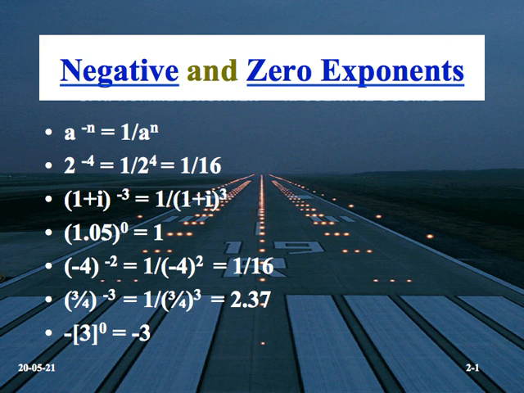The final example is negative absolute brackets of 3 to the 0 power equals negative of the absolute value of 1, which becomes negative 1. When a term has square brackets, this indicates the absolute value. In this example, the negative sign is in front of the brackets, so taking the negative of the absolute value becomes negative 1. This is the only time where a term to the 0 power is equivalent to negative 1.